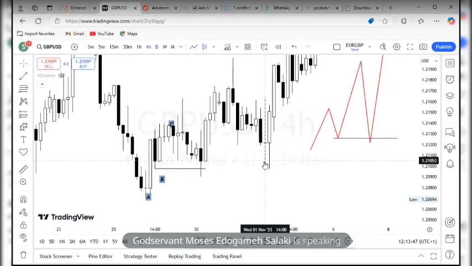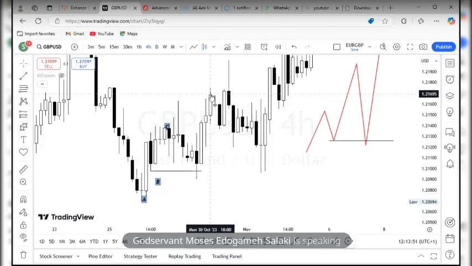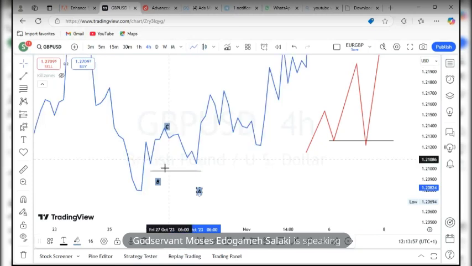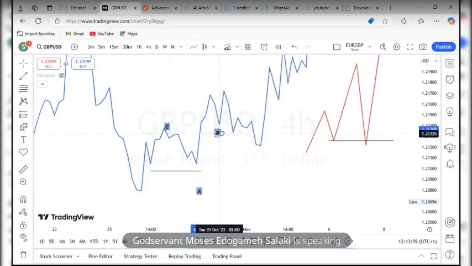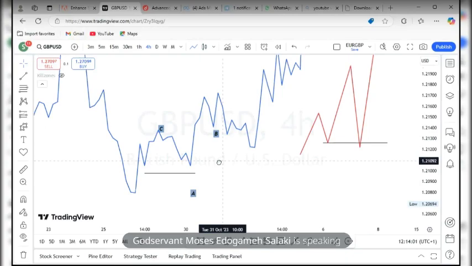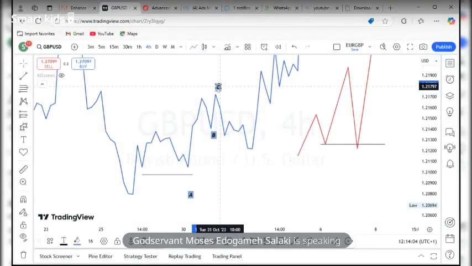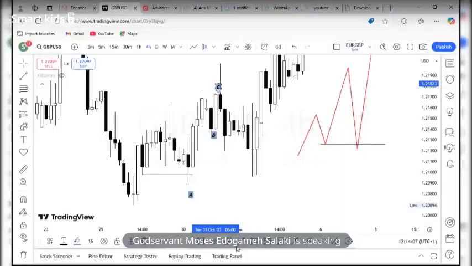Now that price clearly closed above, same pattern. This is now your A leg. Look at the line chart. You see, that's your A leg. This is your B leg. And this is your C leg. Same pattern, never forget.